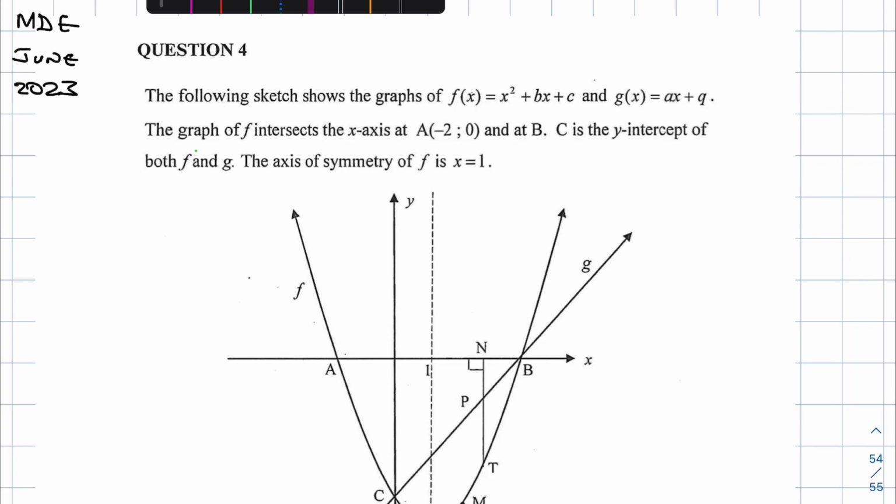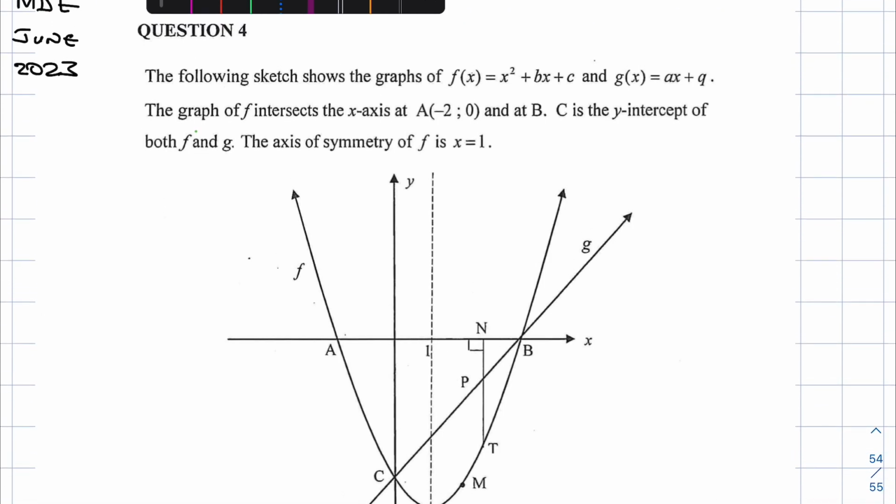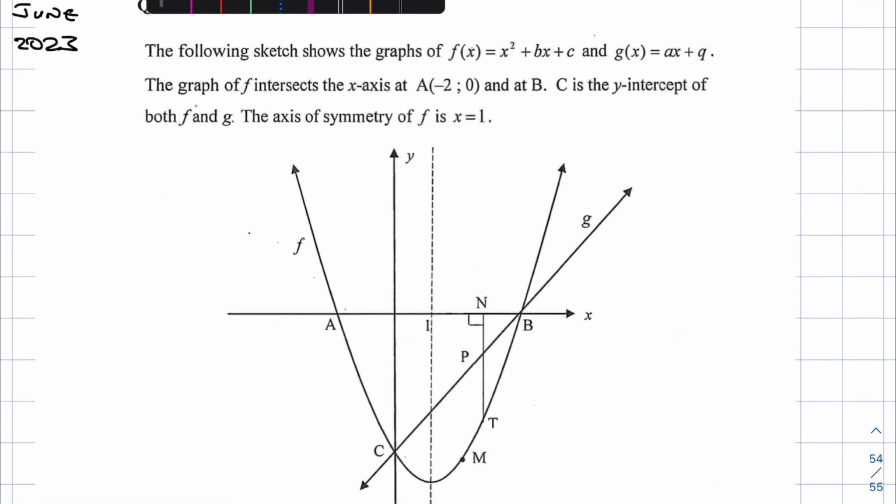In this video, we'll continue with the question paper from Mpumalanga Department of Education, June 2023. So in this time, we're going to look at question 4, which is about functions.